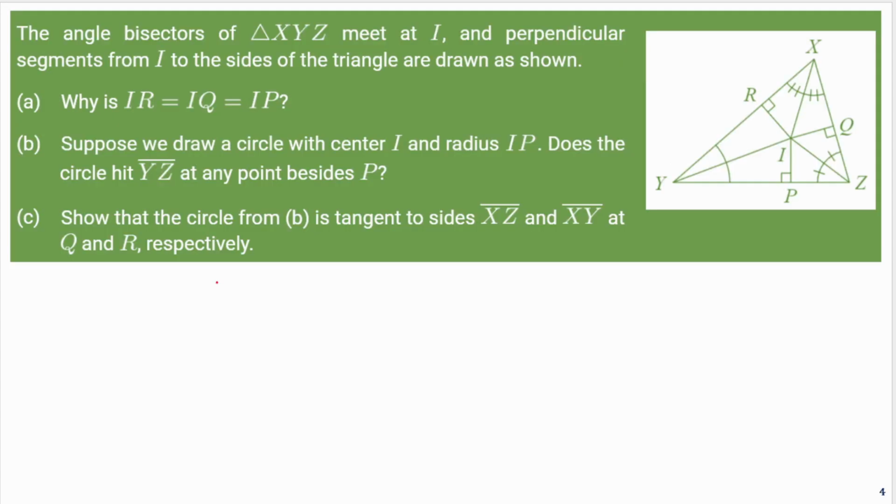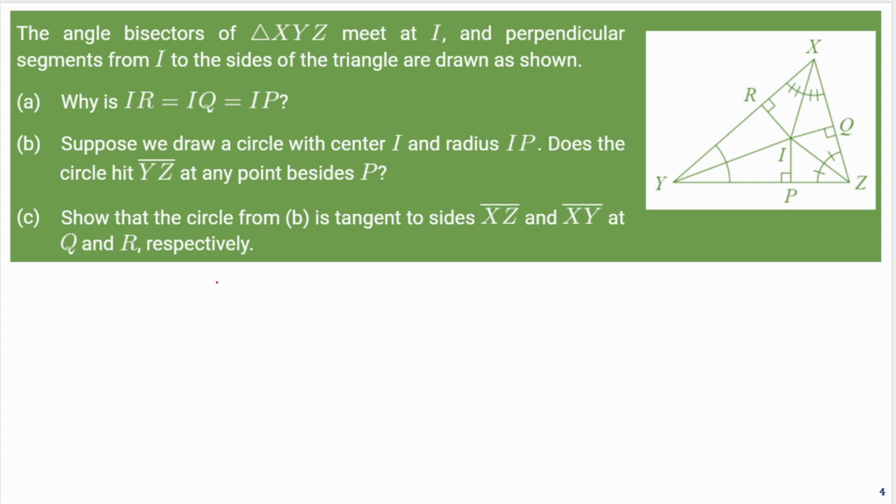Let's consider another problem. Here, I will not cover this problem. You can read it and copy that problem on your notebook. Try to prove this on your own as homework, okay? The angle bisectors of triangle XYZ meet at I, and perpendicular segments from I to the sides of the triangle are shown as below. Well, first problem, why is IR equals IQ equals IP?